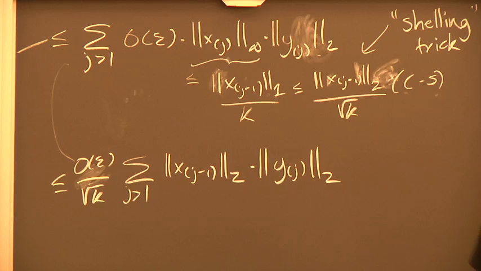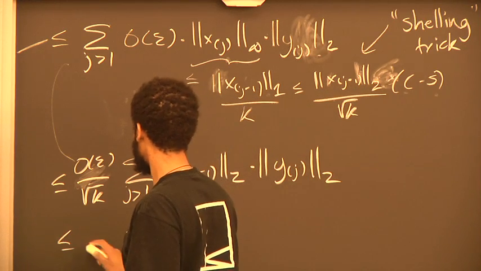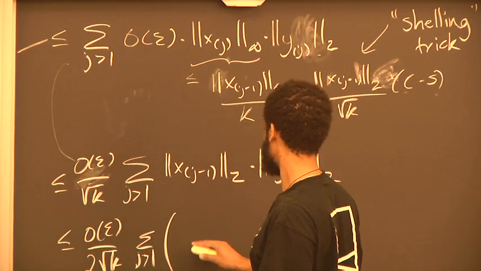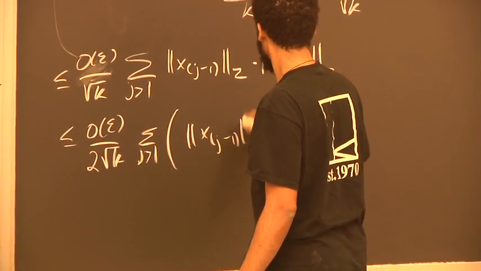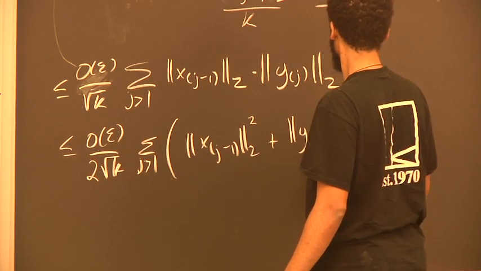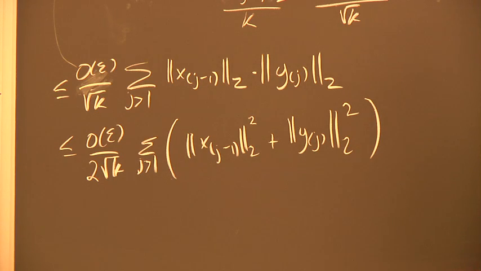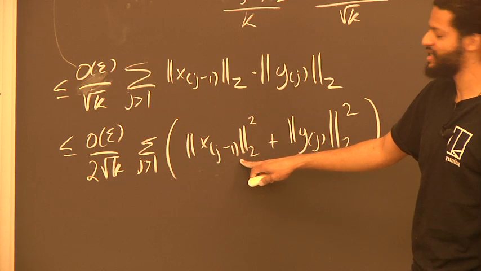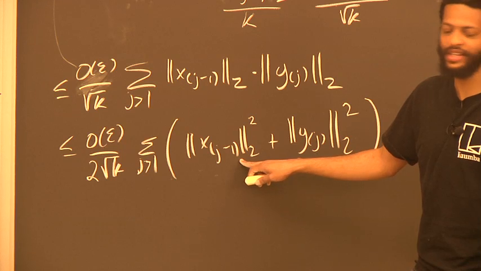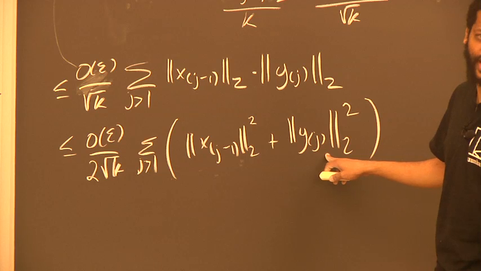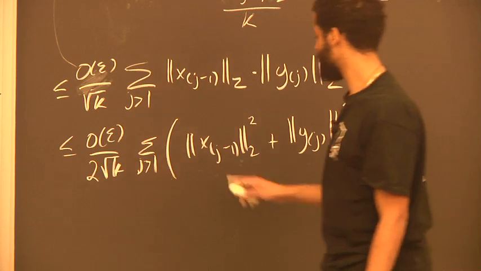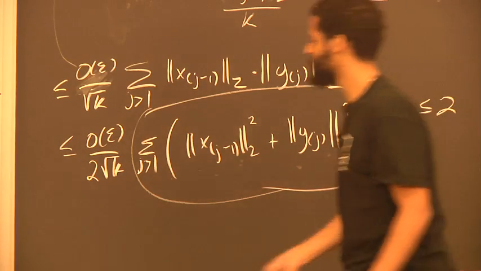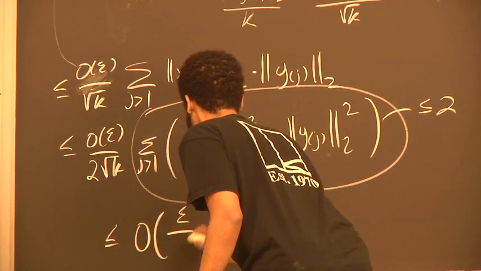So now what we do is we just finish off with AM-GM. So this is at most O of epsilon over 2 root k, sum over j bigger than 1 of the L2 norm squared of x_{j-1} plus the L2 norm squared of y_j. If you sum over j of this thing, this is at most the L2 norm squared of x, which is 1. And the same thing for y, you get the L2 norm squared of y, which is also 1. So this whole sum is at most 2. So this thing is O of epsilon over root k.